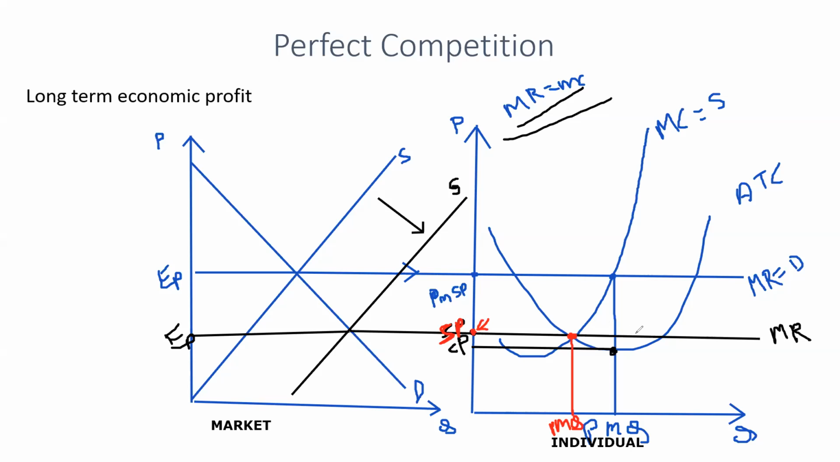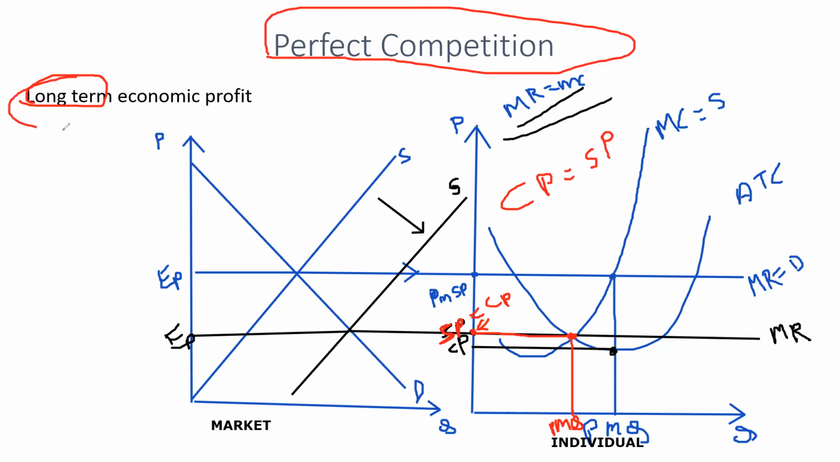I need to know the cost price, for which I need to see where this line is meeting ATC. Where is it meeting ATC? Oh, it's meeting at the same point, which means this is also my cost price. So what I'm seeing in this long run is my cost price and selling price are the same. As a result, in the long run, in a perfect competition, there are zero economic profits.